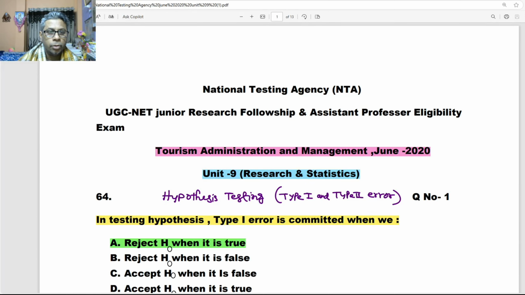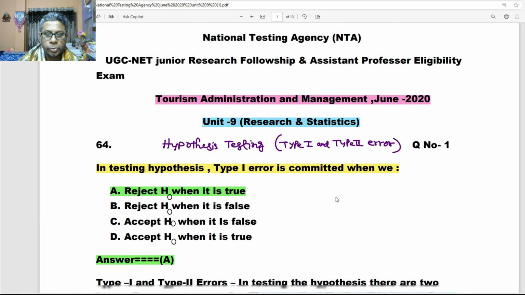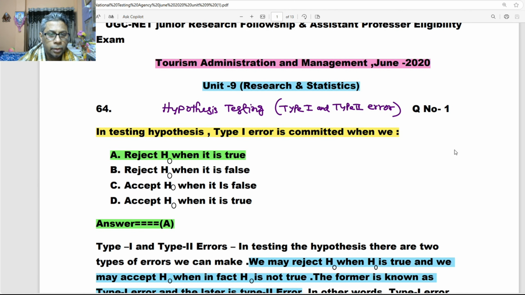Good evening, all of my UGC-NET tourism aspirant students. This is our question paper analysis series of June 2020. These questions are based on research and statistics. The first question, number 1 from the June 2020 question paper.